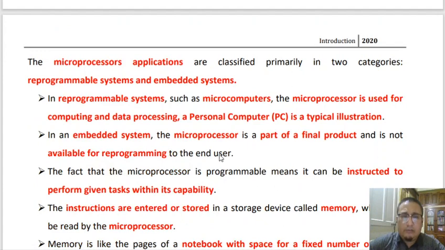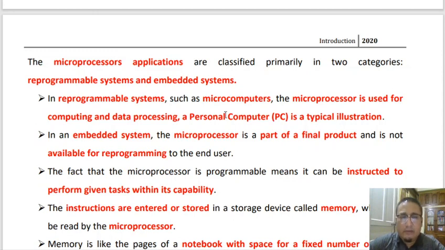Now, let us move on to microprocessor applications. Microprocessor applications are basically classified into two primary categories: reprogrammable system and embedded system. In reprogrammable systems such as microcomputer, the microprocessor is used for performing computing and data processing, as in case of personal computer. Here, as and when a microprocessor is expected to deliver a said result, it can be reprogrammed and made to perform the desired operation.